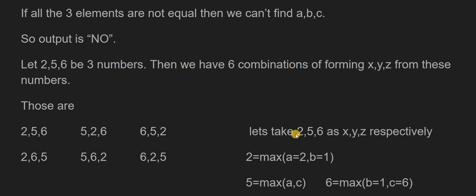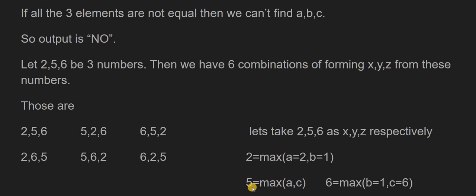So let us take the example of 2, 5, 6. So x is 2, so max of a, b has to be 2. Let's assume that a equals 2 and b equals 1. And z equals 6, so max of b, c we have to find. We have taken b equals 1, so here also b equals 1, and c should be 6, because the max should be 6.